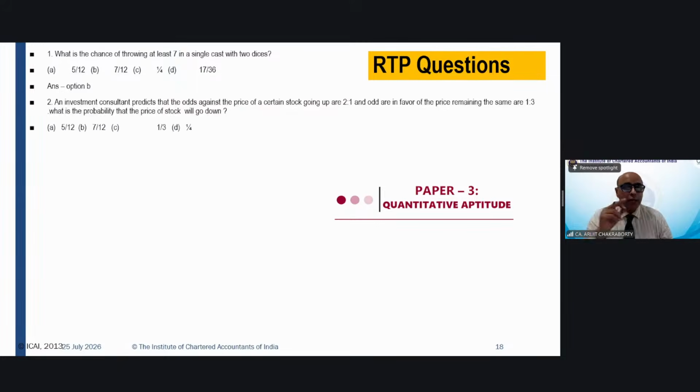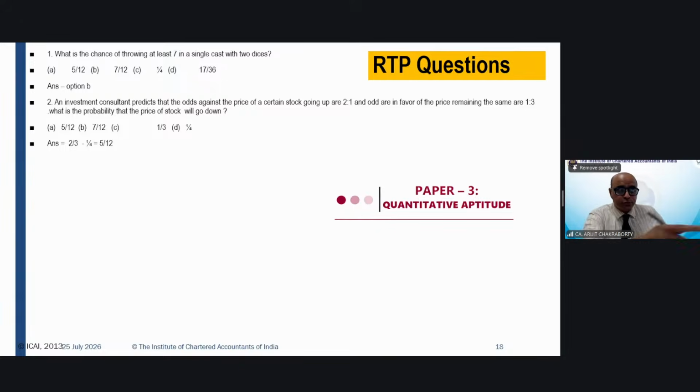Now we look at the second question. An investment consultant predicts that the odds against the price of a certain stock going up is 2:1. Let us see this interesting question on investment. The odds against the price of a certain stock going up is 2:1. That means 2:1 gives 2 by 3, the probability that the price of the stock will not go up.